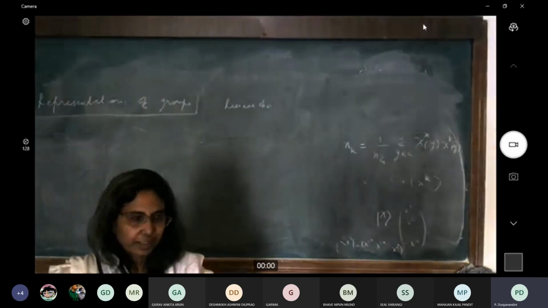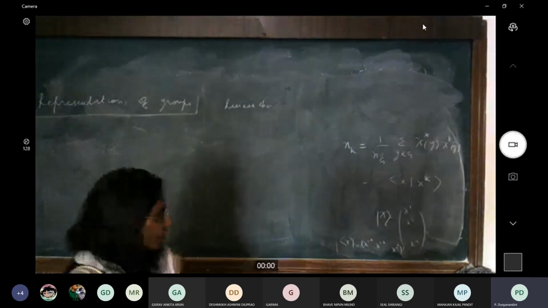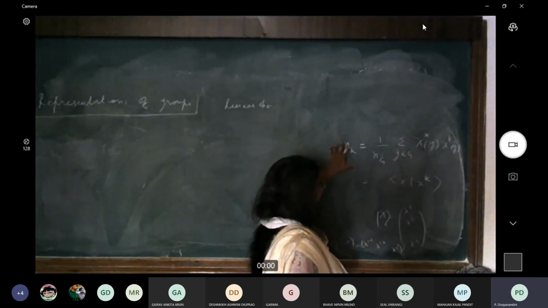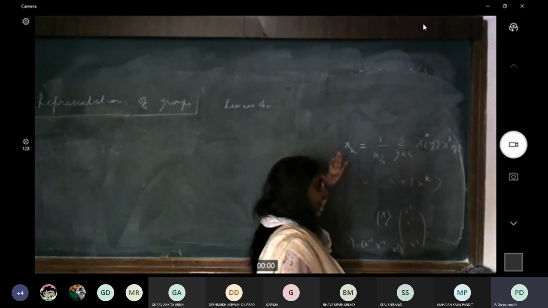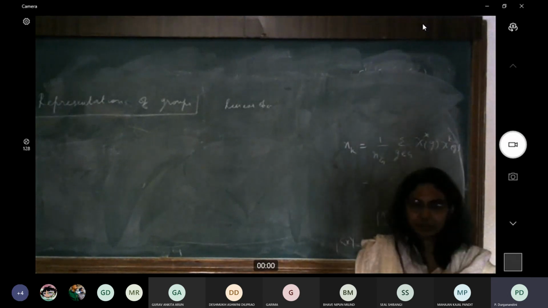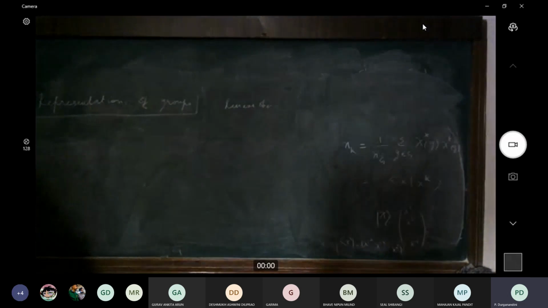I'll also do a few more problems on tensors on that day. I just want to illustrate now whatever I've told you about representations for that equilateral triangle. I will also say that it's related to your ammonia molecule. So there's really a physical reason for doing this.